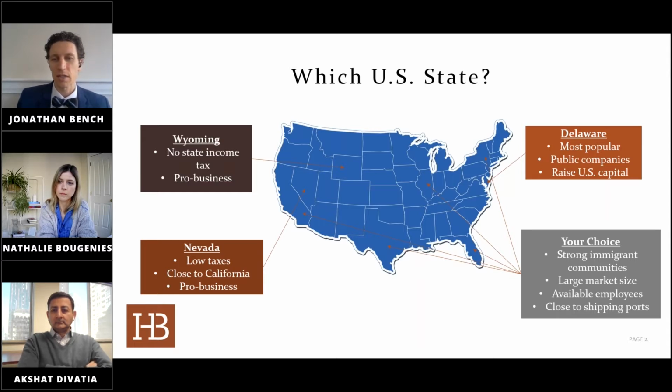The bottom right of my screen, I'm leaving a choice, right? Because there are lots of inputs as business owners to figure out what US state do I want to be in. If you're coming from Spain, if you're coming from Saudi Arabia, you may want a strong immigrant community that speaks your language, that understands your culture, that understands your values.